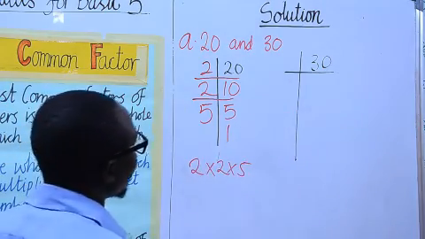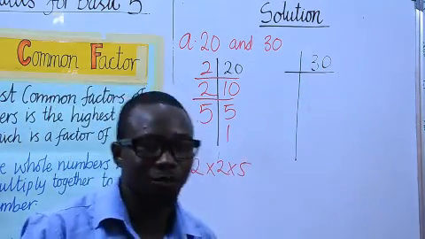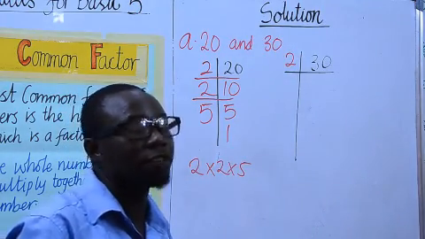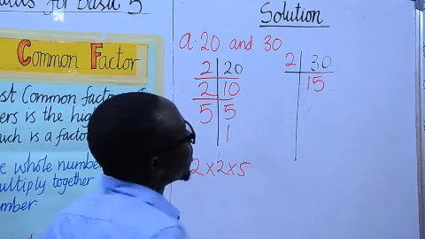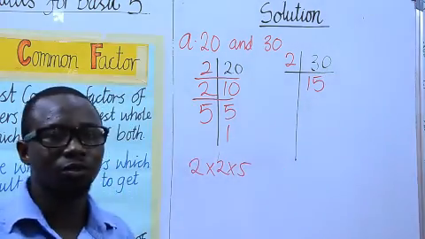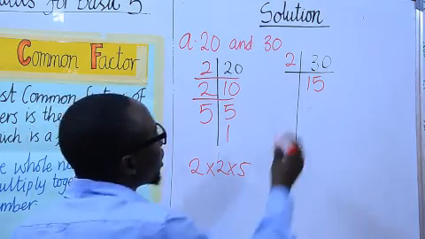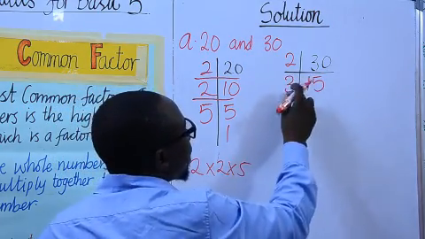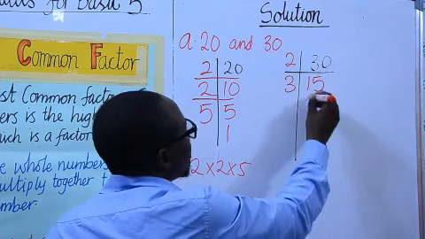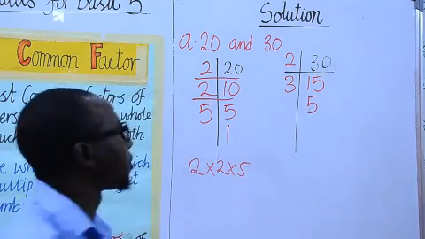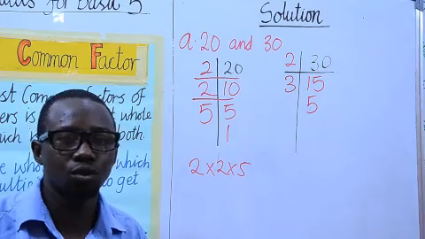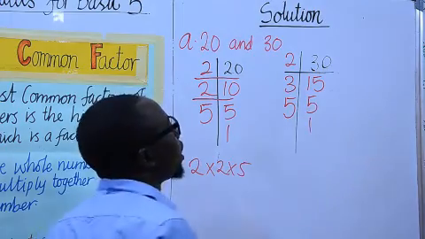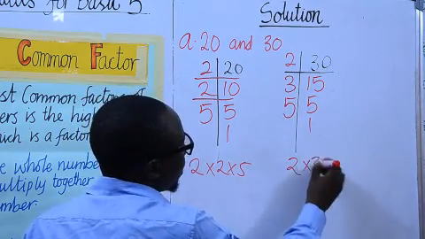Now, let's do the same thing to that of 30. Can 2 go in 30? Yes, it can. 30 divided by 2 will give us 15. Excellent. Can 2 go in 15 without any remainder? I'm very sure you said no. So let's take the next one, which is 3. Can 3 go in 15 without any remainder? Yes. 15 divided by 3 will give us 5. Now, what number can go in 5? Can 2 go? No. Can 3 go? No. Can 4 go? No. Then let's go for 5. 5 into 5 will give us 1. We are left with 2 times 3 times 5.